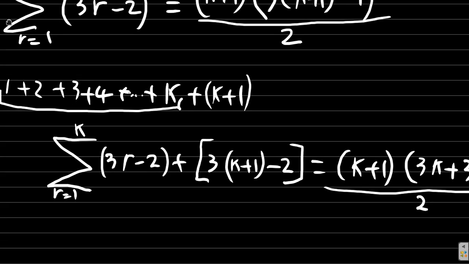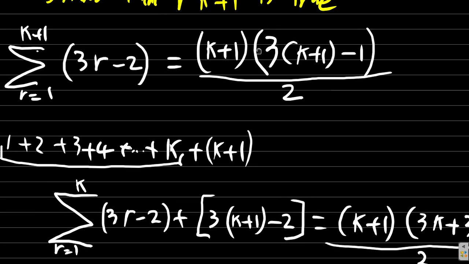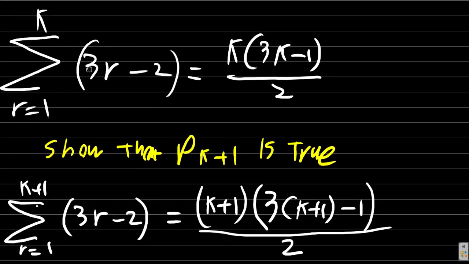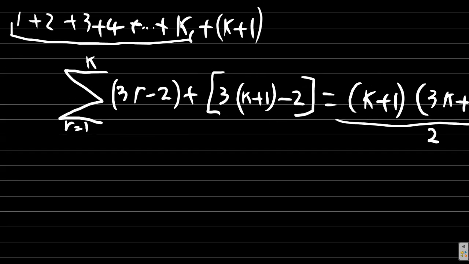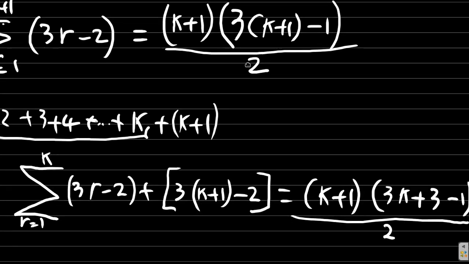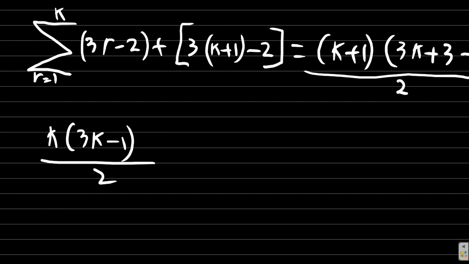Now, we see this thing here. What is it? The sum from r equal 1 to k of 3r minus 2 is k, 3k minus 1 over 2. So this part here, you write it down here. It happens to be k, 3k minus 1 over 2. Let me look back at it just to make sure. Yeah, k, 3k minus 1 over 2. See? Plus, and then what we have in brackets here.